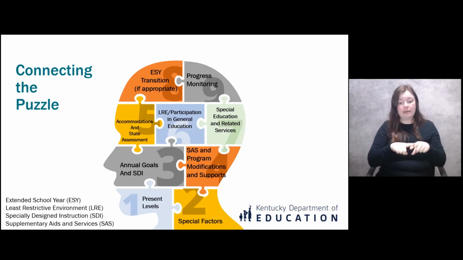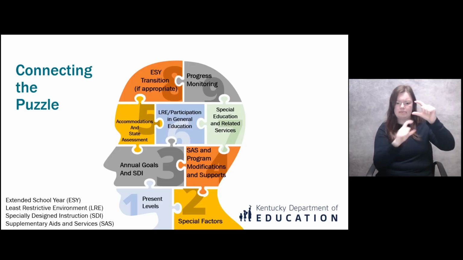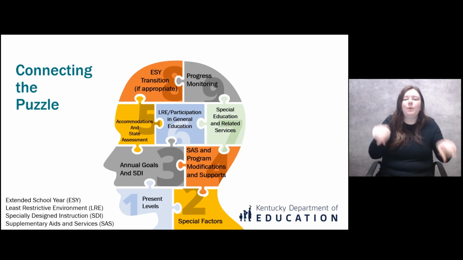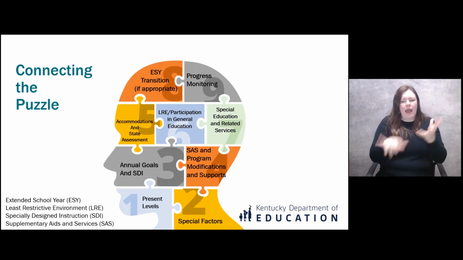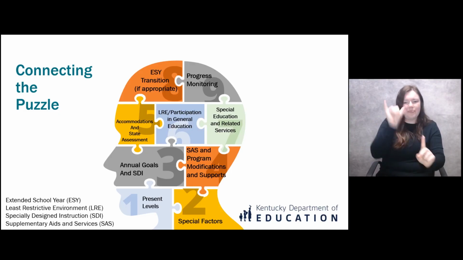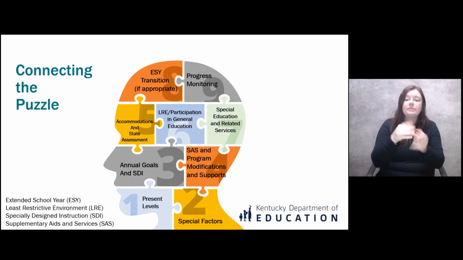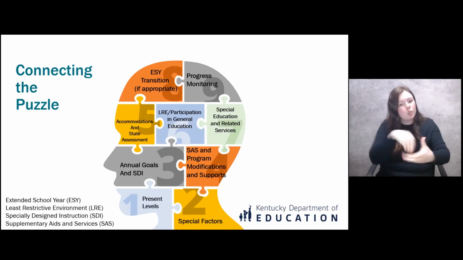This puzzle piece graphic on the screen is an outline of a child's head with puzzle pieces in it. It does not depict every detailed piece of the IEP, but it is meant for you to visualize how all the pieces of the IEP will make up an individualized and appropriate program for students. The IEP should be compliant, comprehensive, and consistent throughout, which includes the special factors.